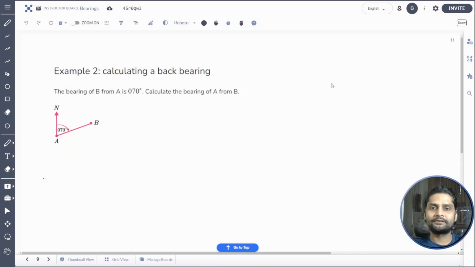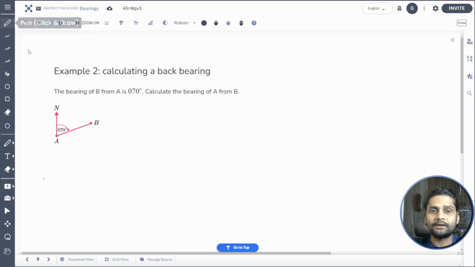Hello dear students, in this lesson we are going to talk about a few more questions based on bearings. Students, sometimes we are given certain bearings in the question, but we may have to figure out reverse or back bearings. It means we need to change the reference point.